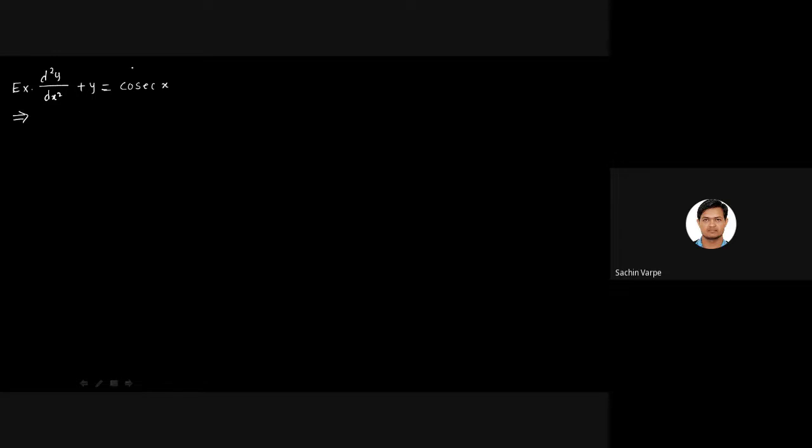Either we can apply the general method or the method of variation of parameter. But as the example says, solve by method of variation of parameter, and in the exam also, if it is asked like this, then we have to solve using method of variation of parameter. Okay, so the first step towards the solution is to introduce an operator capital D here.